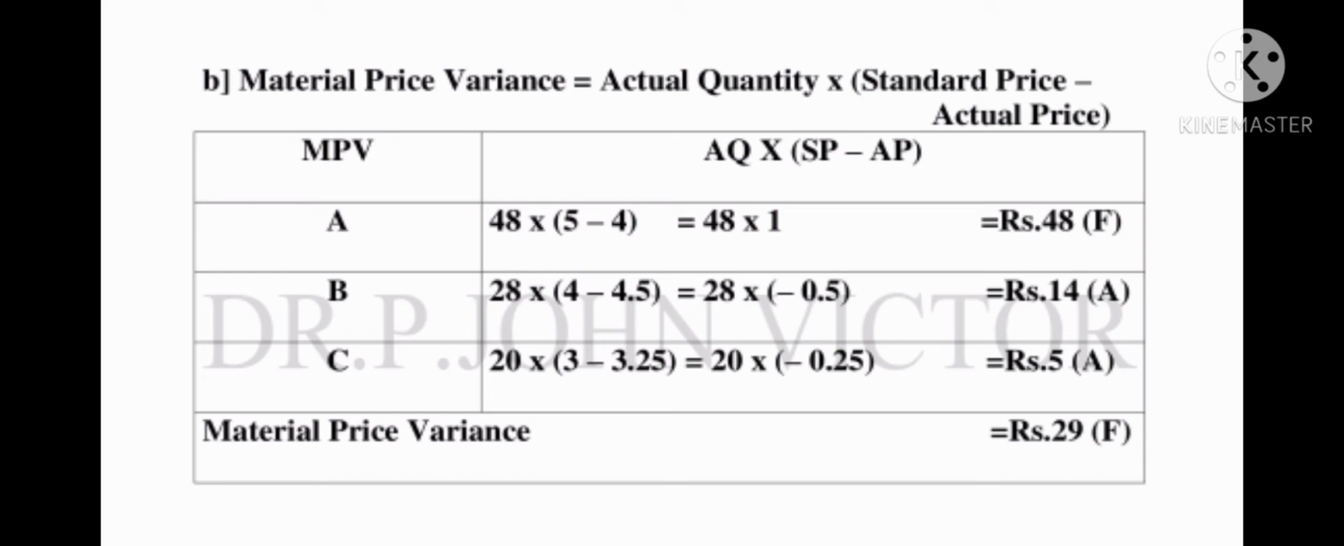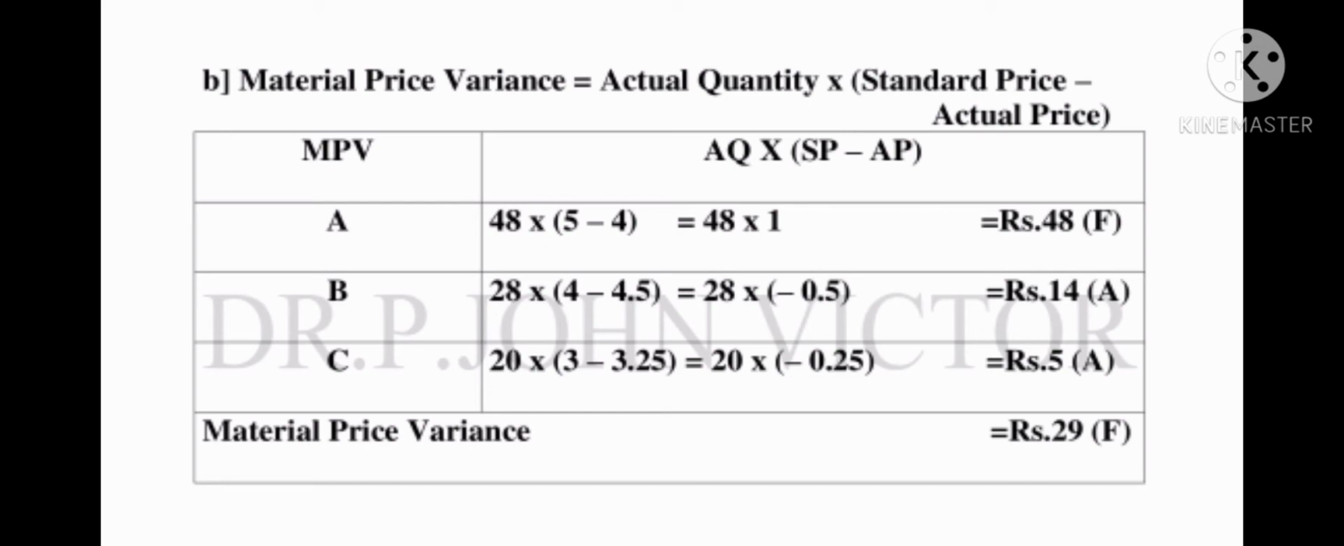Then take product B. 28 is the actual quantity, then 4 rupees is the standard price minus 4.5 actual price. Now 28 into 4 minus 4.5, the minus value is bigger, so we get minus 0.5.